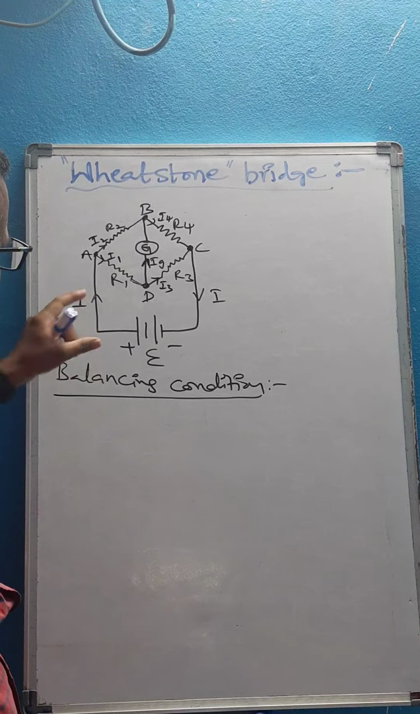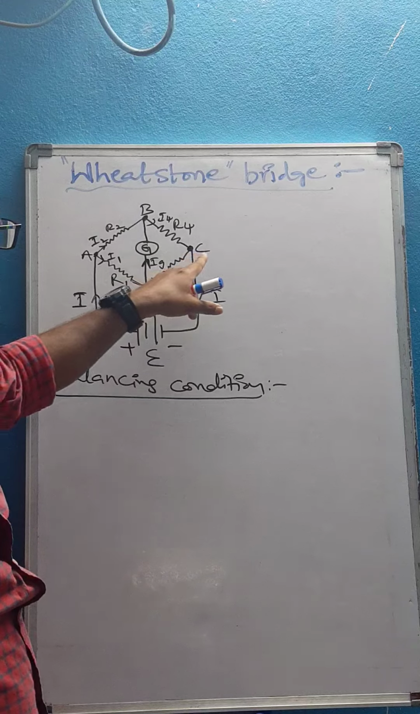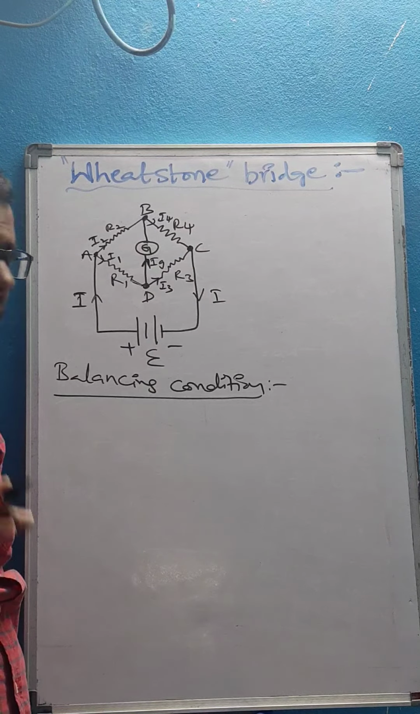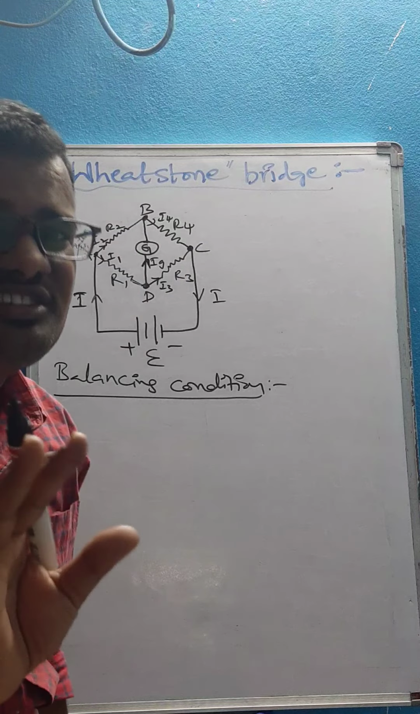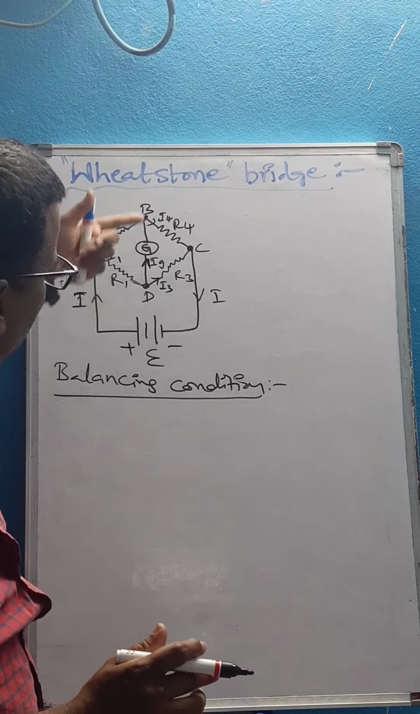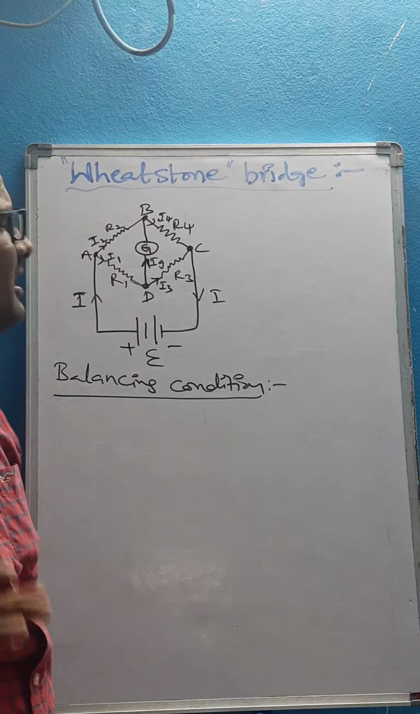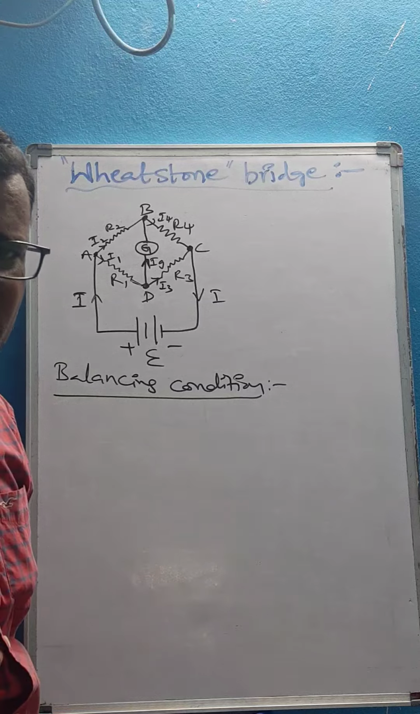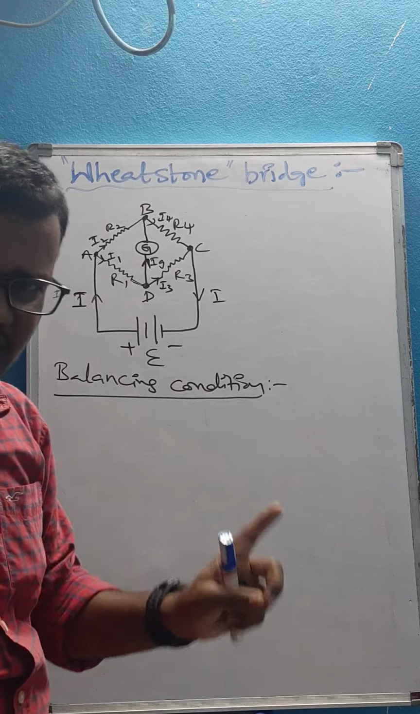So here, point A and point C are not the junction points. Only point B and point D are junction points. Point B and point D, these two are the only junction points. A and C are not junction points.